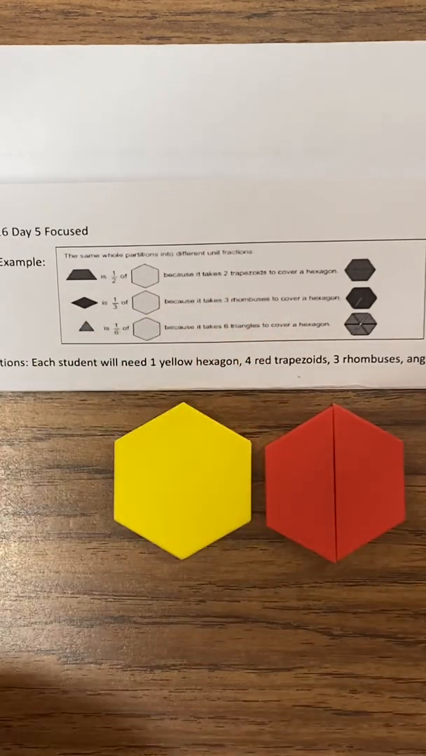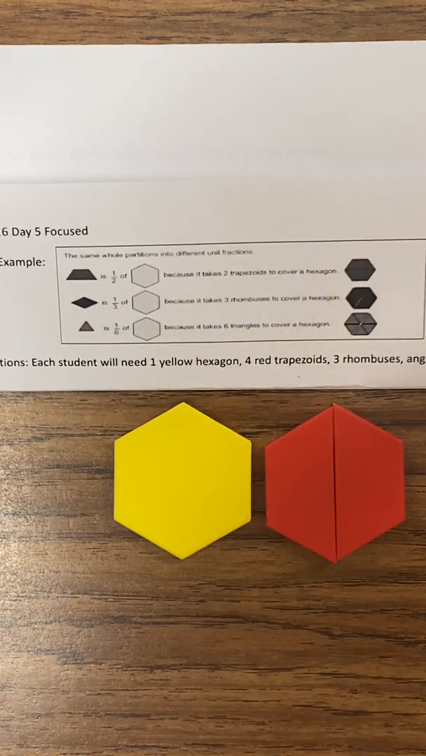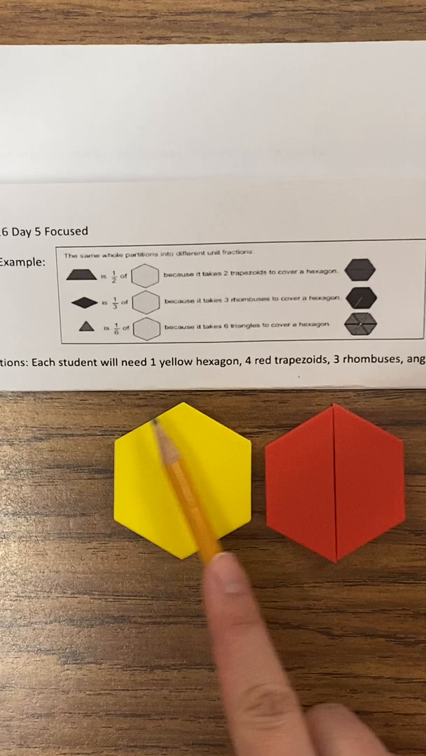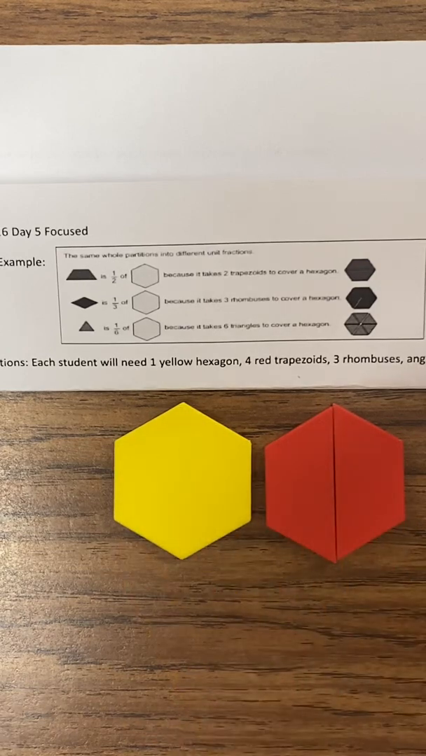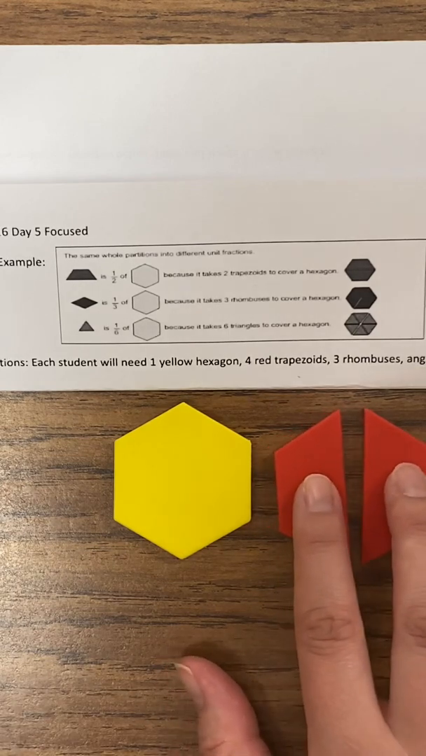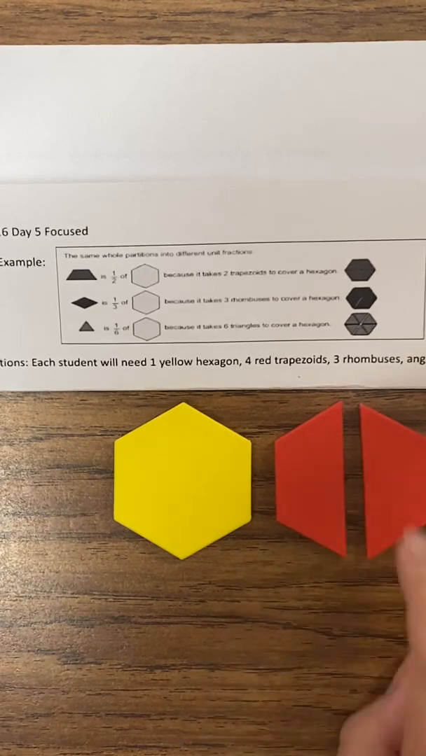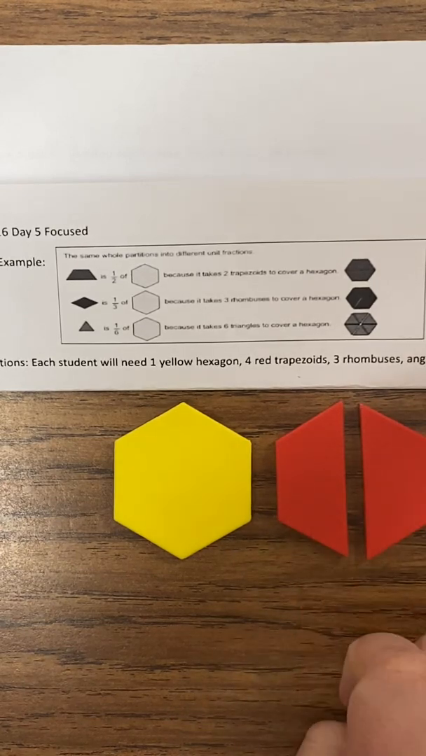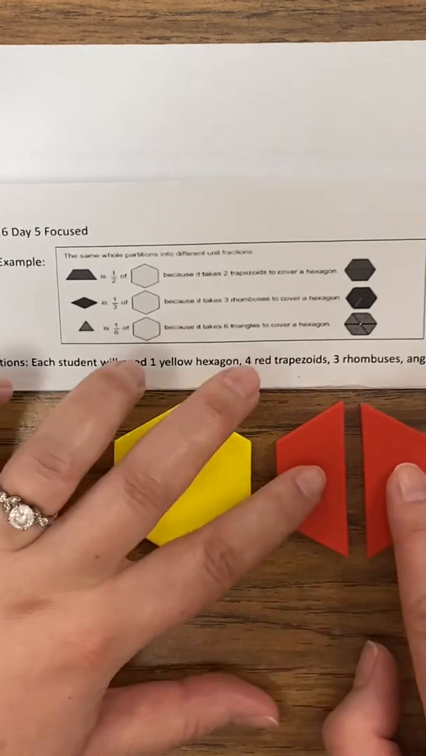So that is what this first sentence is trying to tell you, boys and girls. We are basically showing you how a whole is represented and how a fraction of that whole is represented with a different shape. Okay? So the unit fraction of this hexagon is 1/2, and 1/2, because two halves make a whole.